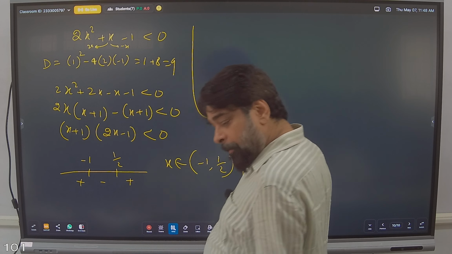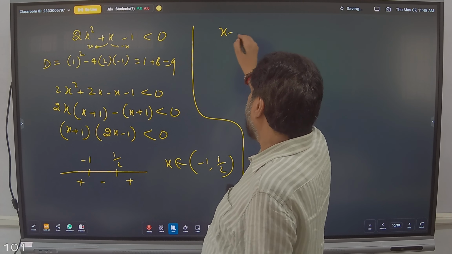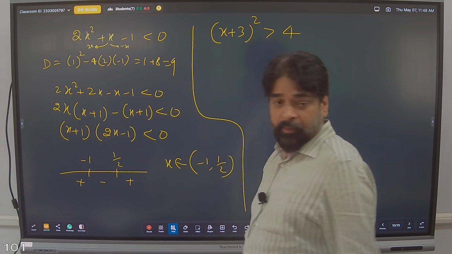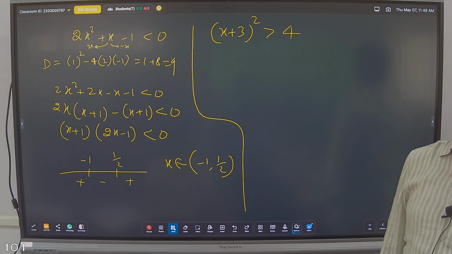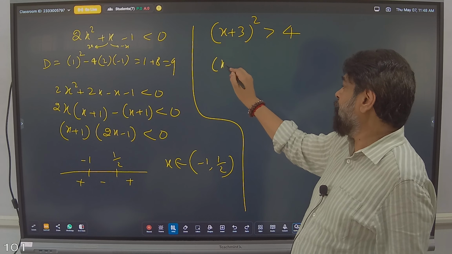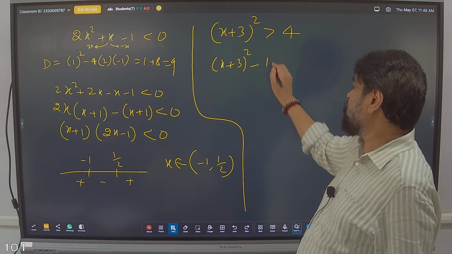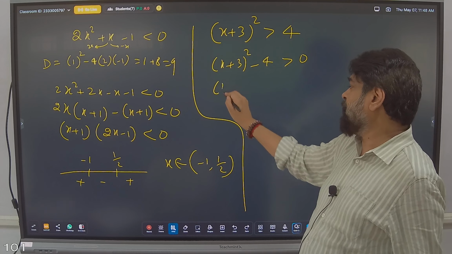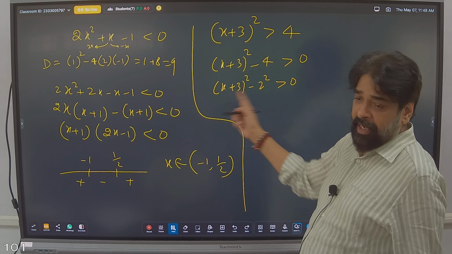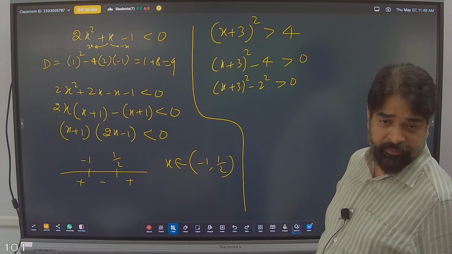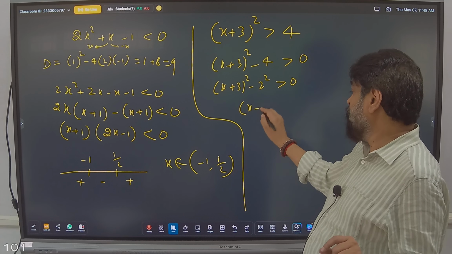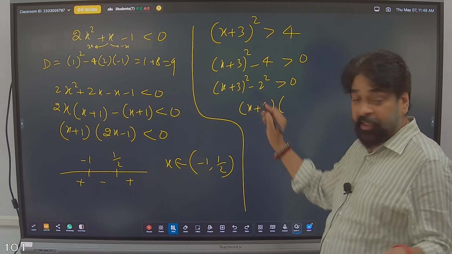(x plus 3) the whole square. Yes. We have to make it a polynomial inequality. Shift here. We'll get what? (x plus 3) whole square minus 4 greater than 0. So we'll get (x plus 3) whole square minus 2 square greater than 0. A square minus b square formula. What will come? (x plus 3 plus 2), so x plus 5. (x plus 3 minus 2).